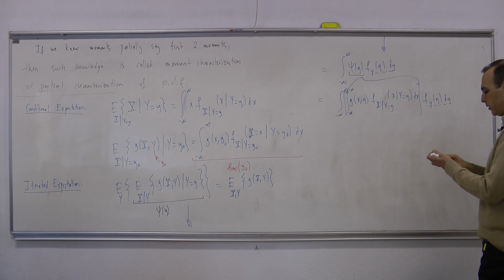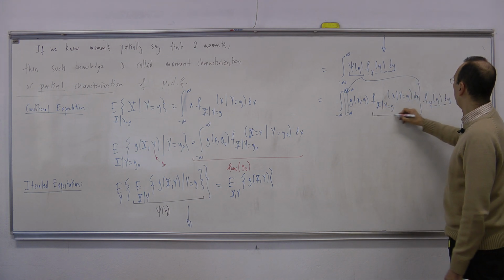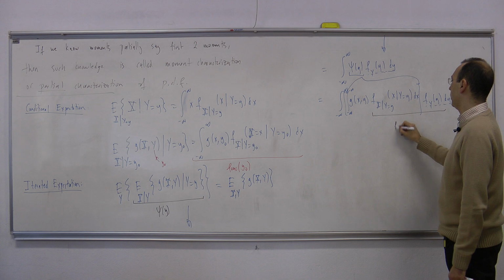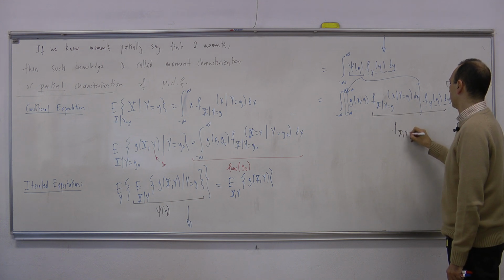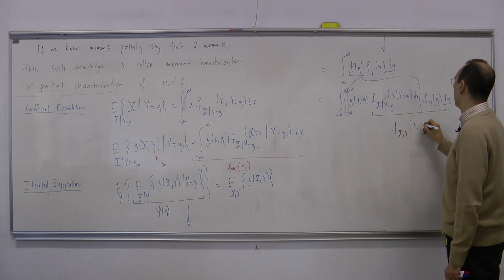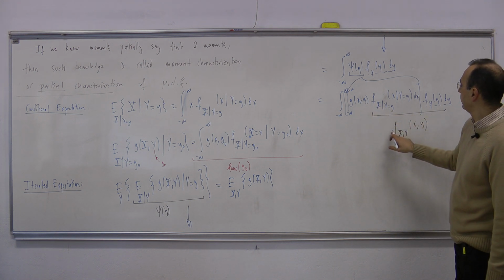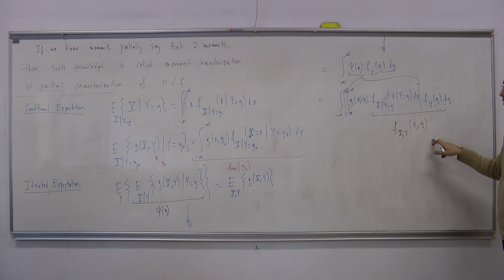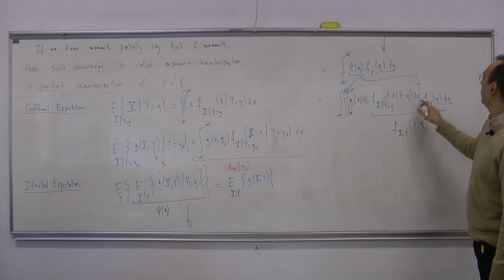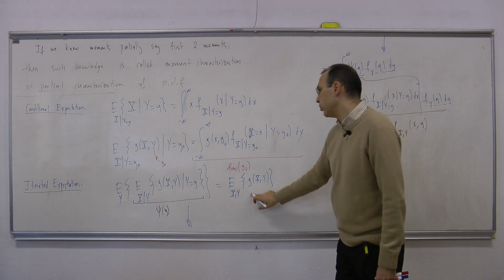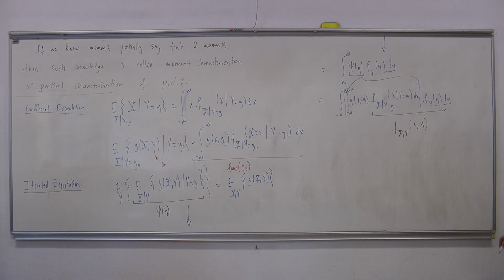Now this part, from the definition of conditioning, or conditional probability definition, is the joint density of x and y. So I have g of x and y times the joint density of x and y, integrated over dx dy. So this is the definition of expectation. That is the end of this proof.